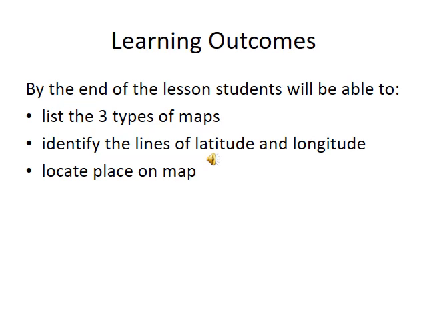However, students, before we go further into the lesson, we have to set some goals. The first goal is that by the end of this lesson, we should be able to list any 3 types of maps. We should also be able to identify the lines of latitude and longitude. And above all, we should be able to locate a place on the map.